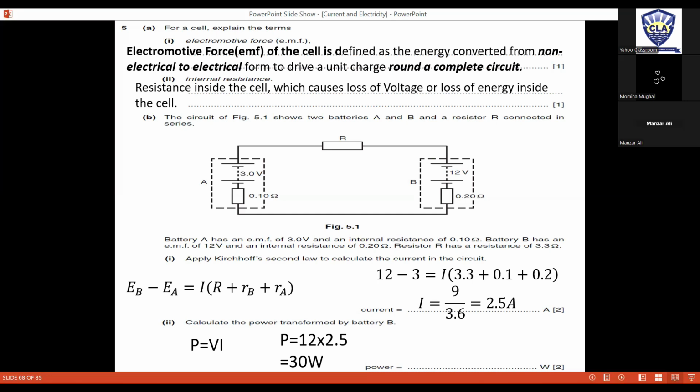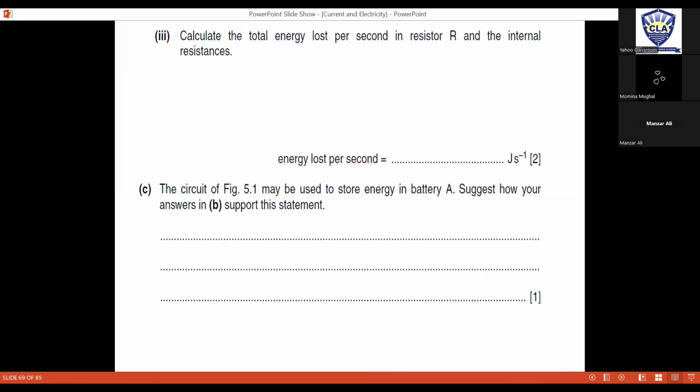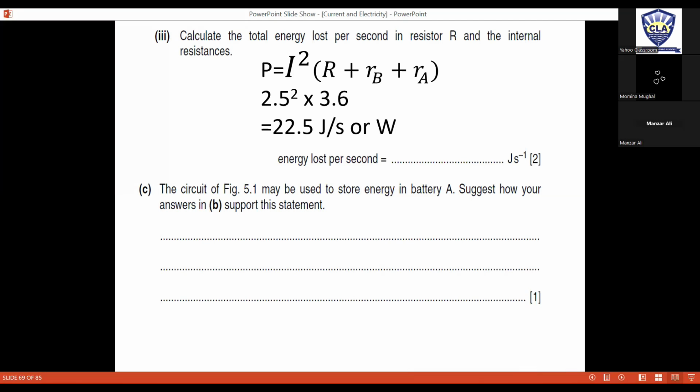In the next part, they ask us the power loss in the resistors. Energy loss per second is power in resistors R and internal resistance, I square R. In this case, R will be taken as the sum because each resistor will have the same current. We know the current, we know the total resistance, I square R, simplify and you get the power.